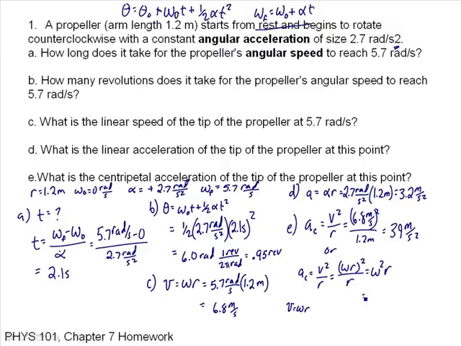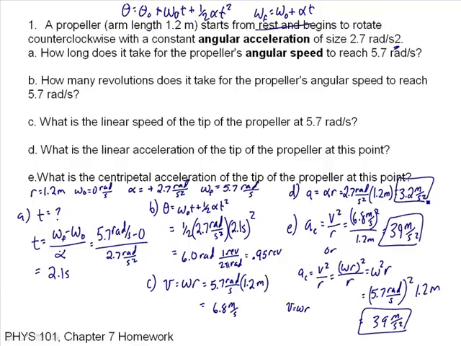5.7 radians per second, squared, times the radius, which is 1.2 meters, and that gives me 39 meters per second squared, which is the same as we had up here. So those are all the answers.